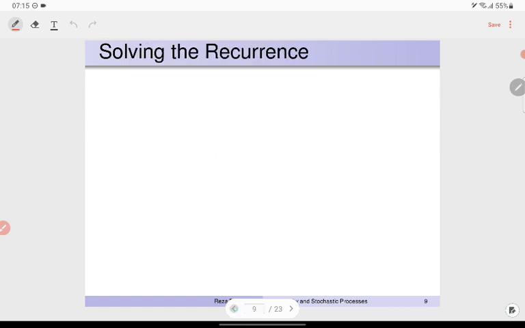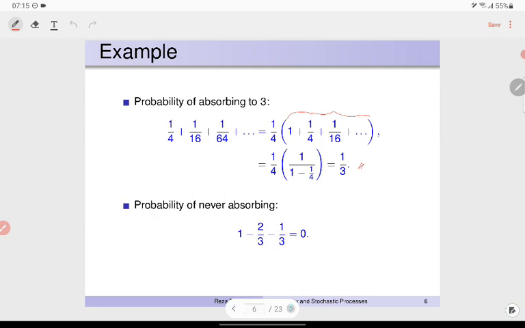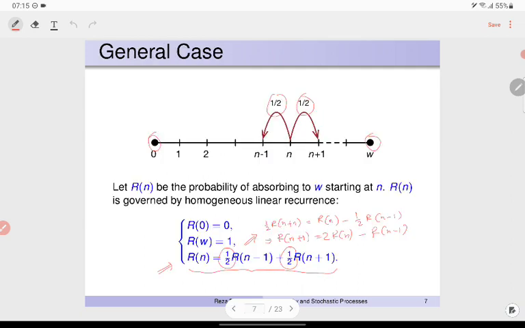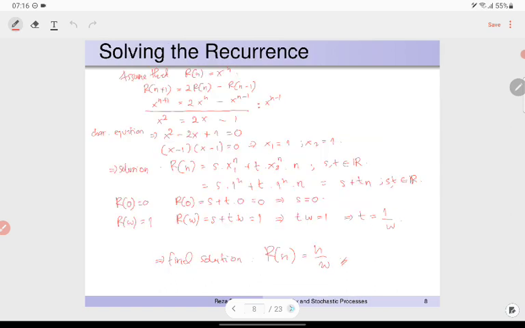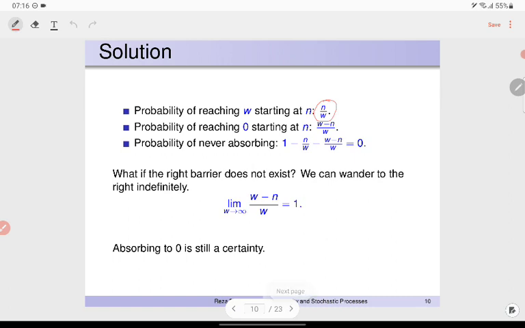What if the right barrier does not exist? It means that W can extend indefinitely to the right, without end. So the only absorbing barrier that we have right now is 0. What will be the probability of eventually reaching 0? We can wander to the right indefinitely.